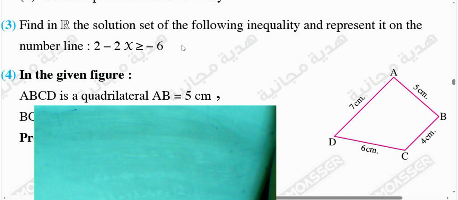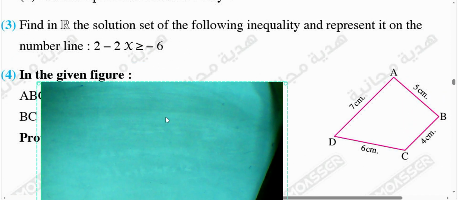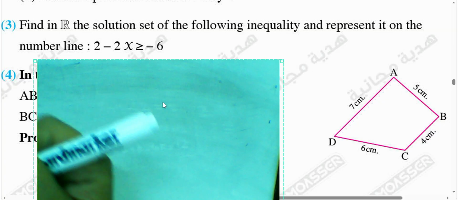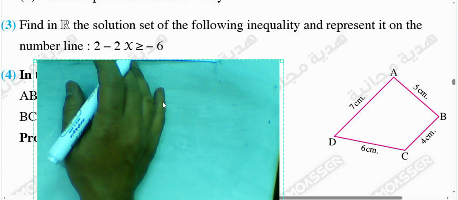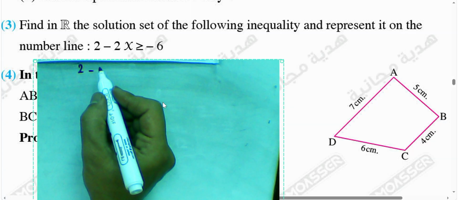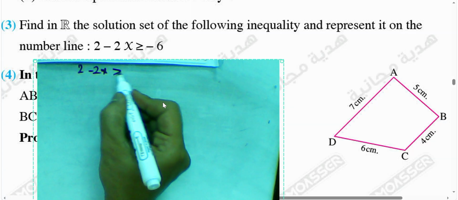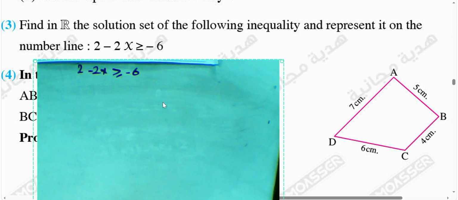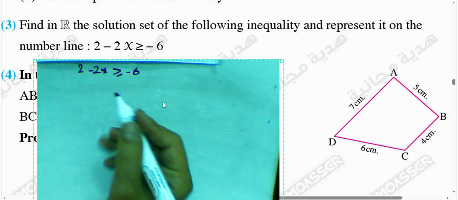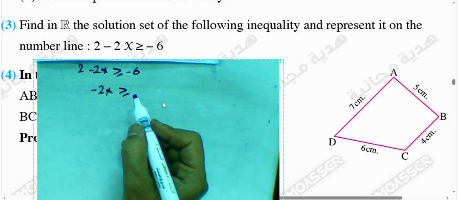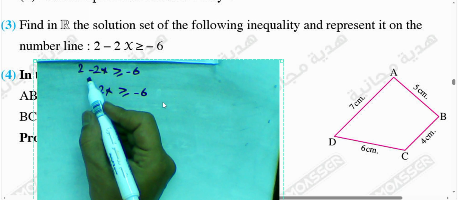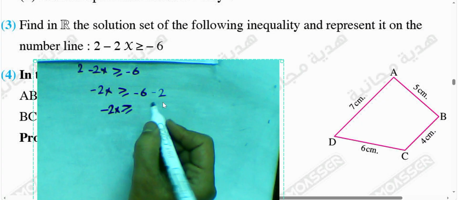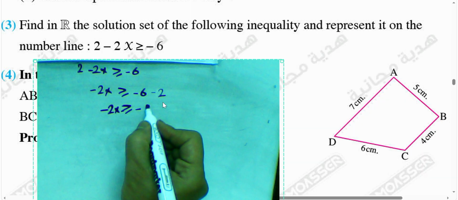Number 3. Find in R the solution set of the following inequality, represented on the number line. Okay, first relation here: 2 minus 2x greater than or equal to negative 6. We can move 2 from the left hand side to the right hand side and change sign. Then we have negative 2x greater than or equal to negative 6 minus 2, and then negative 2x greater than or equal to negative 8.